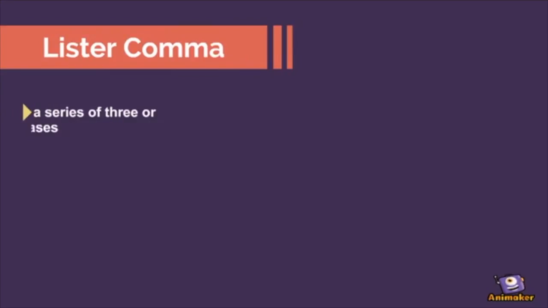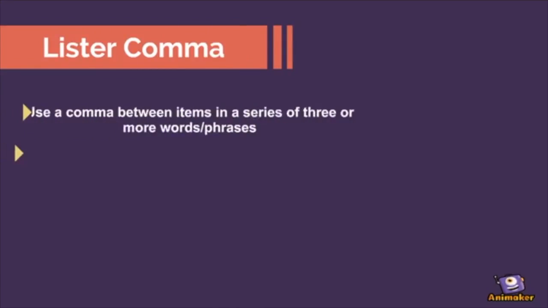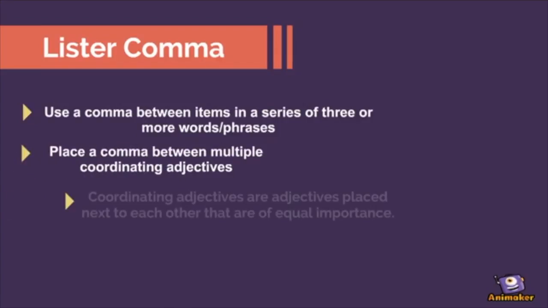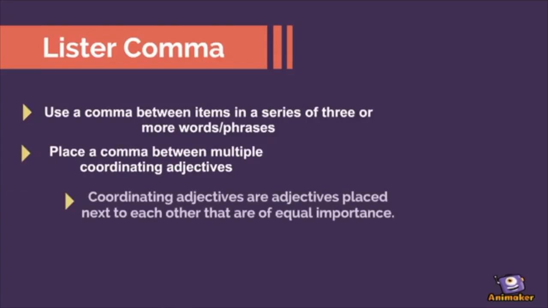The fourth and final type of comma is the lister comma. According to this rule, you should use a comma between items in a series of 3 or more words or phrases. You also place a comma between 3 or more descriptive adjectives. With coordinating adjectives or adjectives of equal importance, there must be a comma inserted between them.